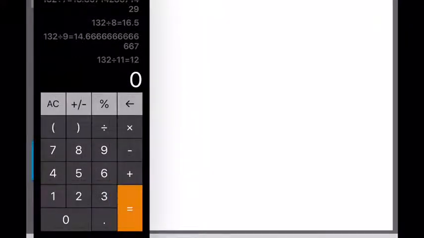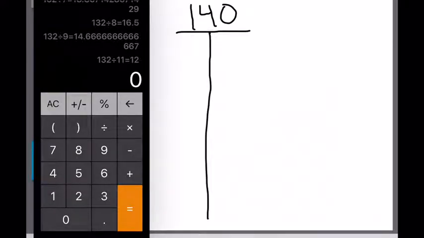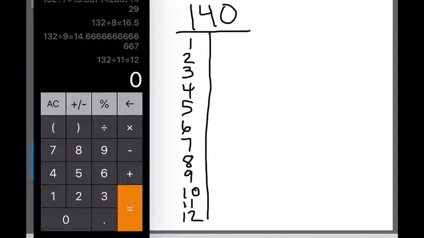Let's try one more example together. Let's find all of the factors of 140. So remember, the first step is to put 140 at the top of your T table and then list all of the numbers 1 to 12 on the left side. I always know that my number and 1 is a factor pair. So my first factor pair is 140 and 1.